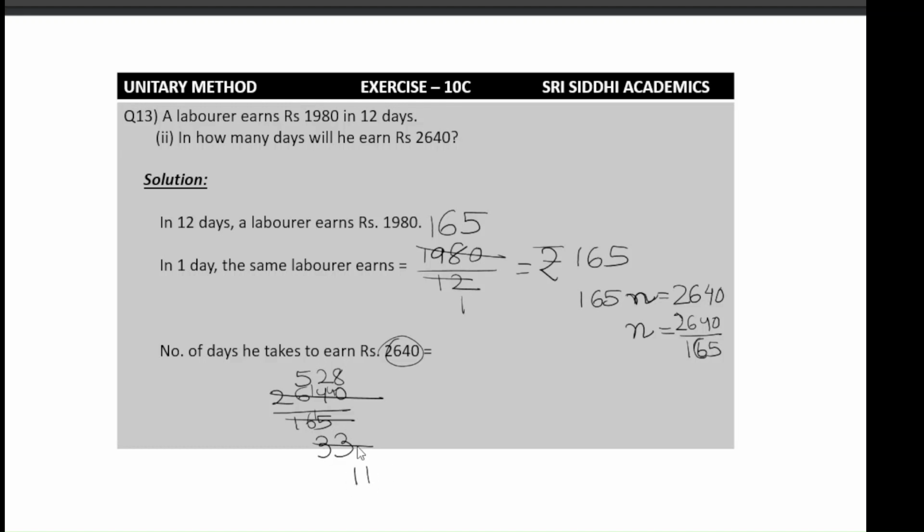So 3 11s are 33. So again we'll cancel out here. 3 ones are 3, 5 minus 3 is 2. So 22, 3 sevens are 21. 22 minus 21 is 1. So 18, 3 6s are 18. Now 11 again, 11 ones are 11. So 6 comes here. 11 6s are 66. So the number of days he takes to earn rupees 2640 is 16 days.